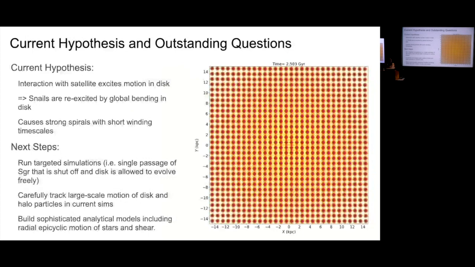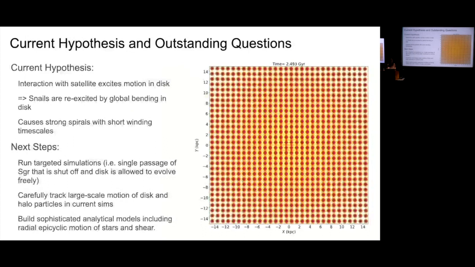The snapshots I was showing were right after the first interaction, but we've also looked at snapshots long after the first interaction, after the second interaction. We see that the spirals aren't really fading out, so it seems like this global bending of the disk continues to re-excite these spirals. That creates very strong spirals with short winding timescales. This is interesting. It's a bit of a bummer for our first hypothesis, that we should be able to track the interaction time by just looking at how wound these spirals are.